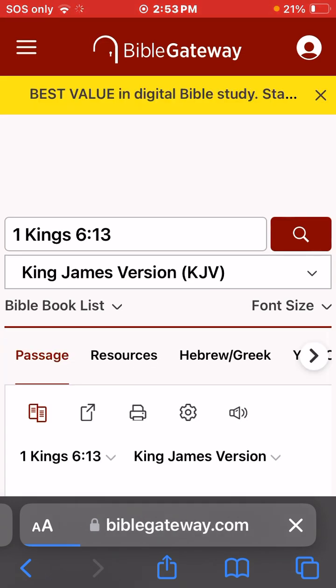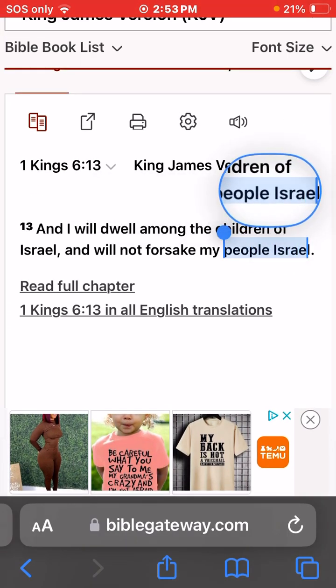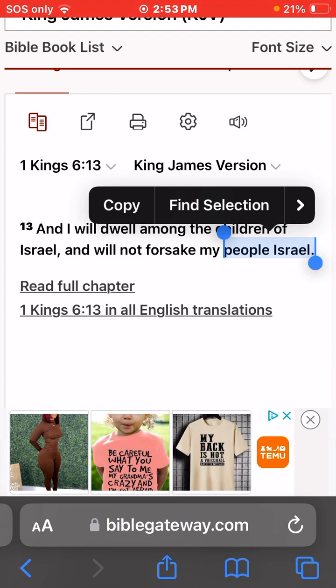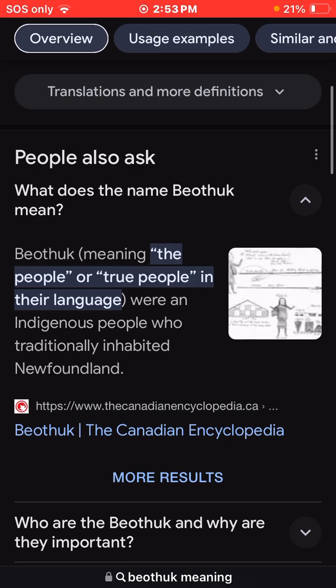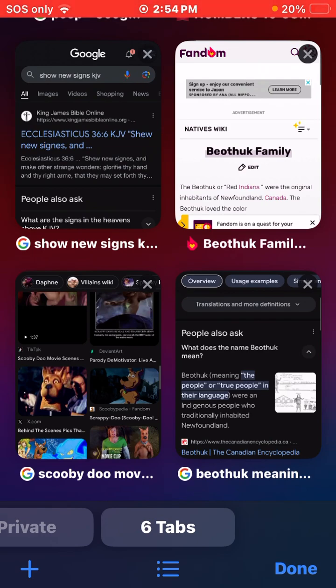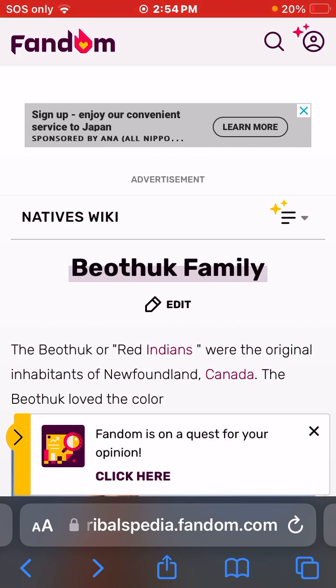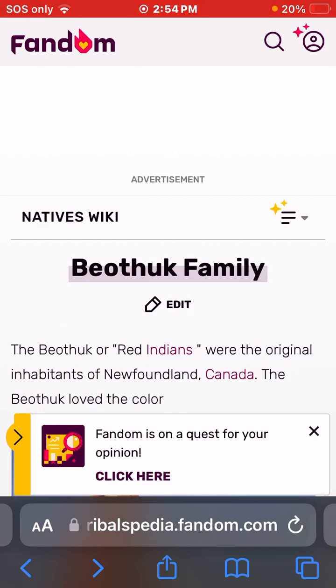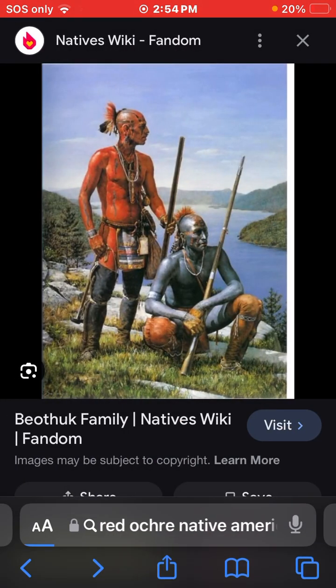And I will dwell among the children of Israel and not forsake my people Israel. Okay, and we know that Israel is a nation that's split into two kingdoms and split into tribes. So the true people of the Lord are the Israelites, and in this case, the so-called Native Americans. So really, the term redskin goes back to the time of when Esau came, and he met Gad, and that's a term that he gave to the natives, tribe of Gad, from one of the families known as the Beothuk family, which were known as the true people. Okay, which is spiritual, the true people of the Lord.